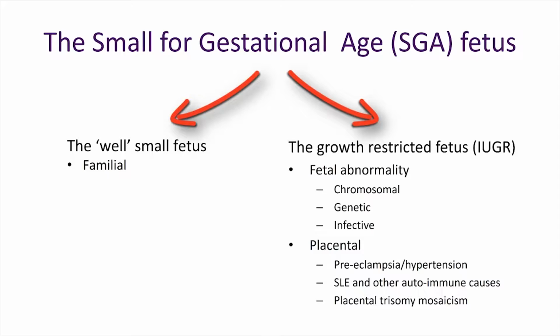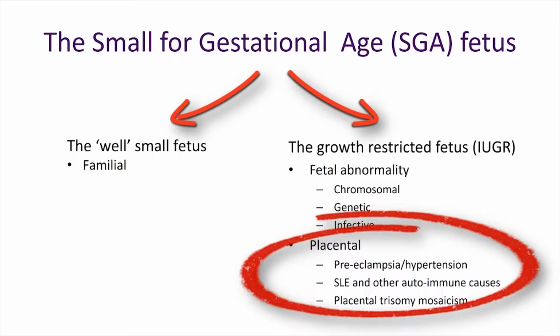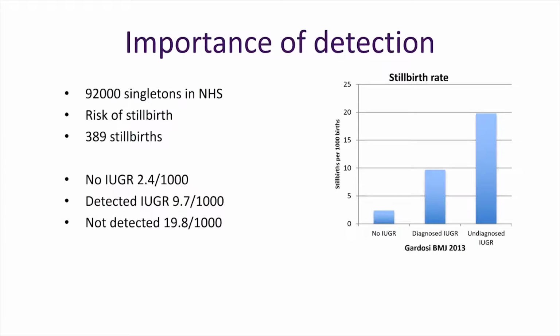And the main reasons are listed here. There's fetal abnormality problems such as chromosomal, genetic or infective causes, and then there's placental causes, things such as preeclampsia, lupus, and a chromosomally abnormal placenta. But both of these groups have an increased risk of poor outcome, and so it's important that we're able to detect small fetuses and manage them appropriately. So in most of this talk we're going to concentrate on this latter group, the group of placental insufficiency.